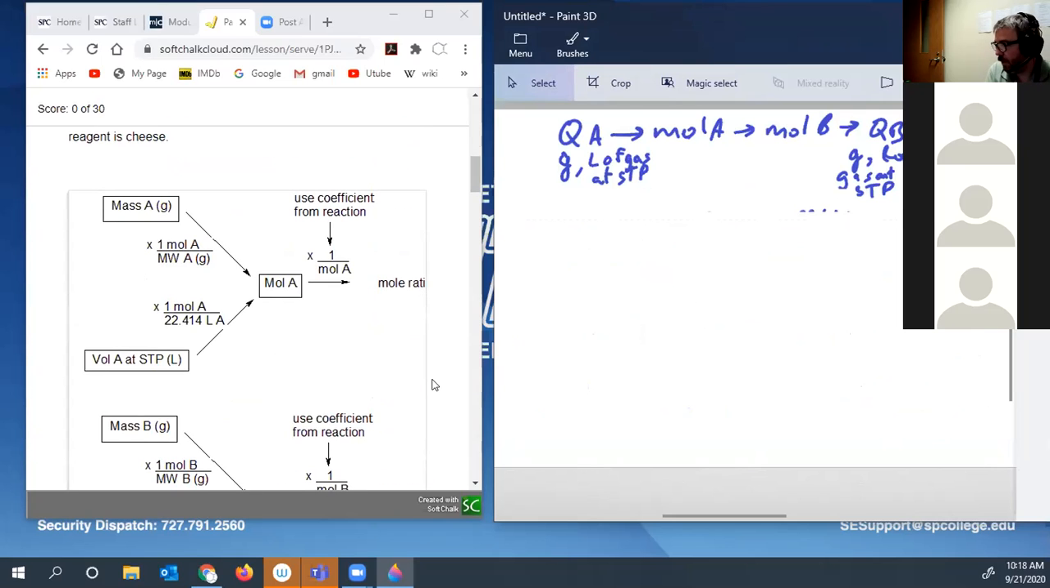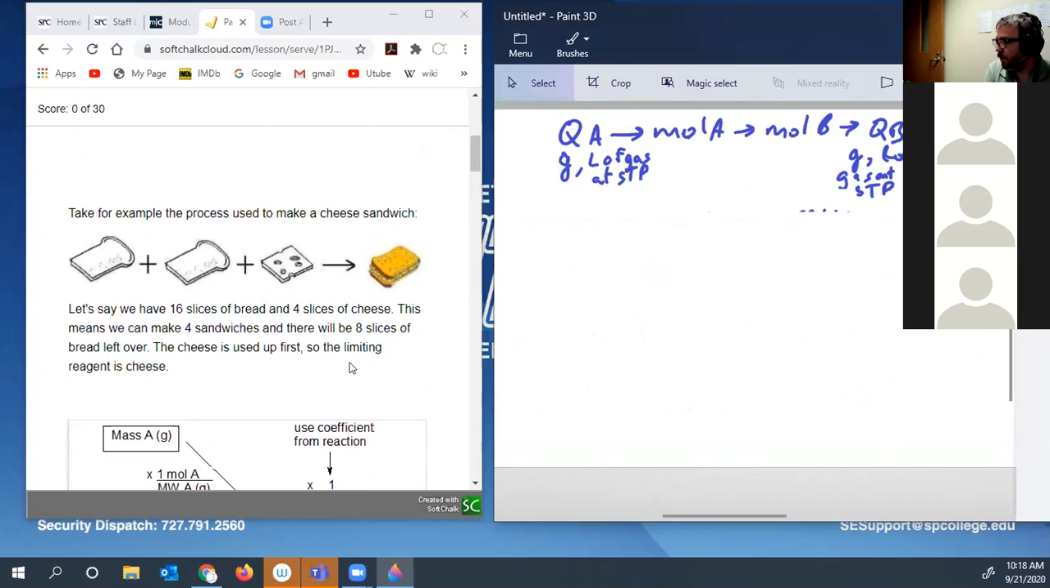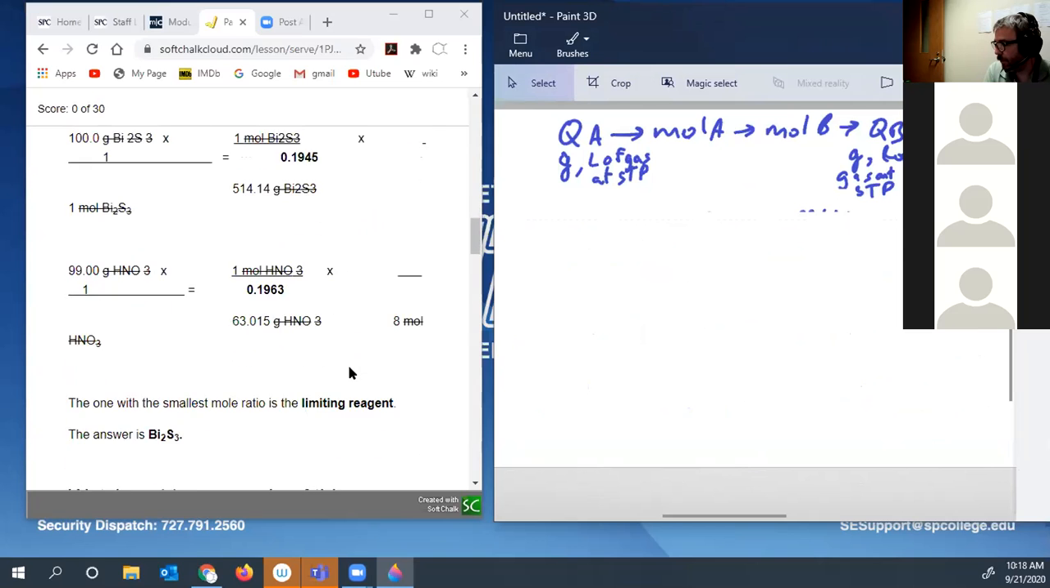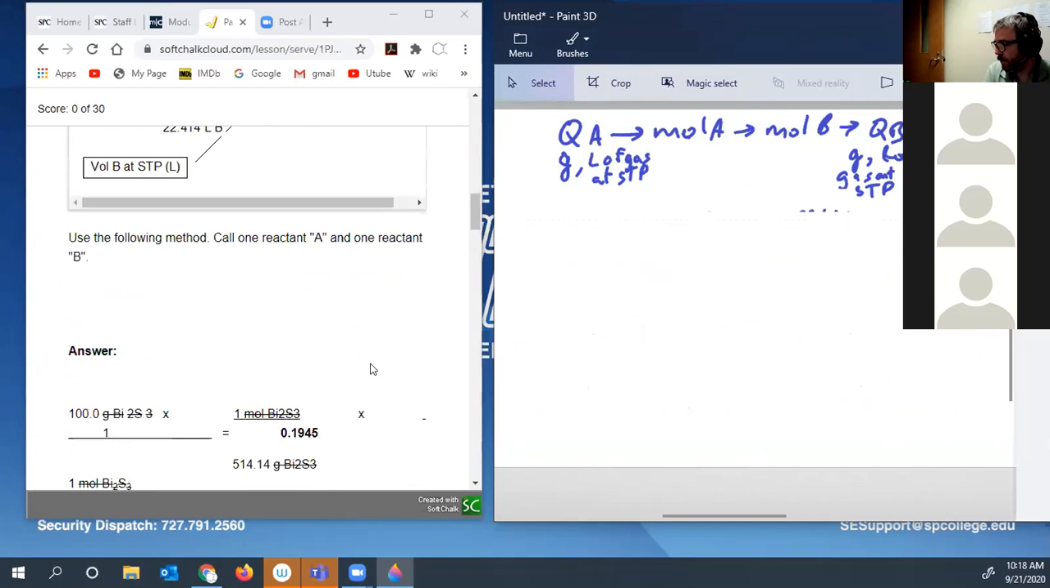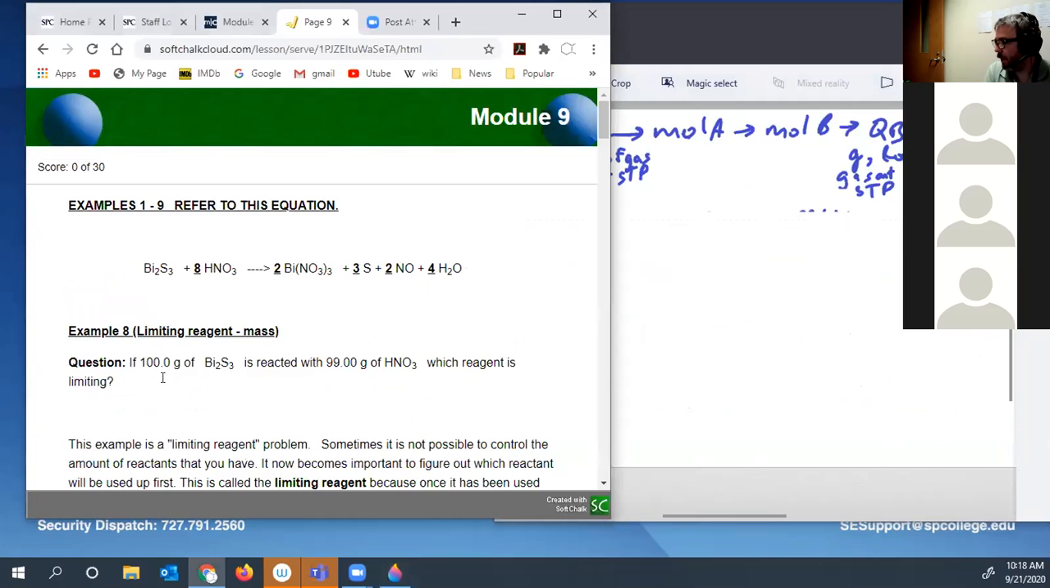All right, so let's take a look at what we would do with something like this. Well, what we need to do is figure out how many moles we have of each. And then, let's go back to the problem here. We're starting out with 100.0 grams of Bi2S3, and we're reacting it with 99.00 grams of HNO3. So this is another thing you'll notice about limiting reagent problems. You're only ever given reactants, ever. That's it.